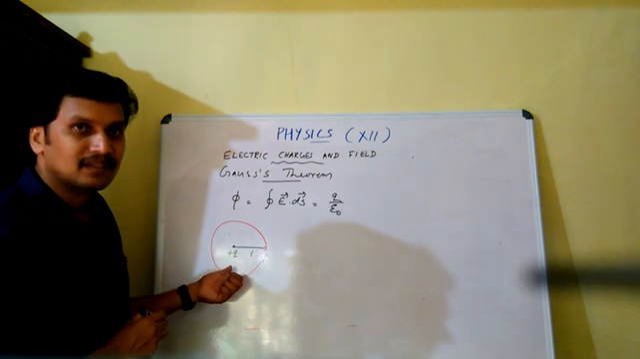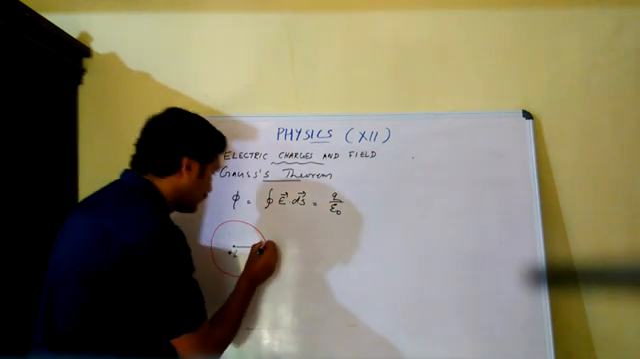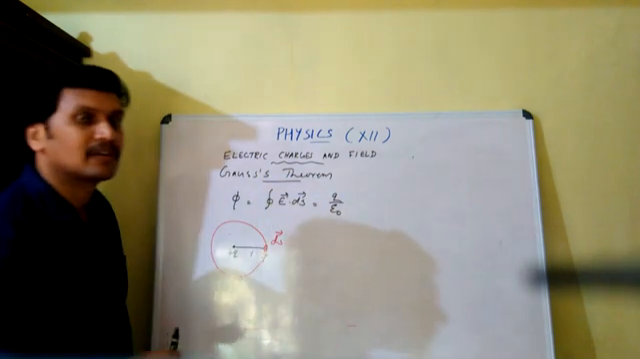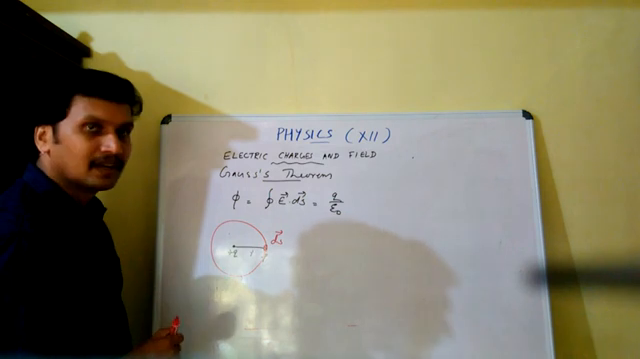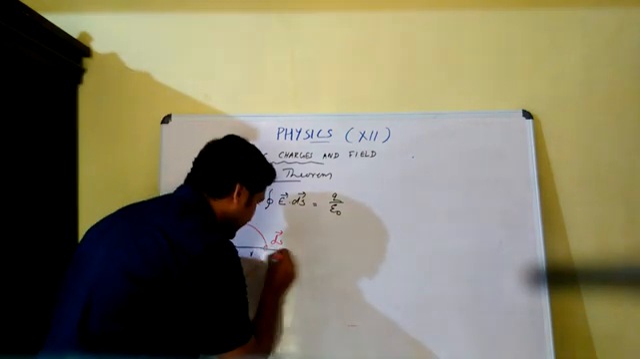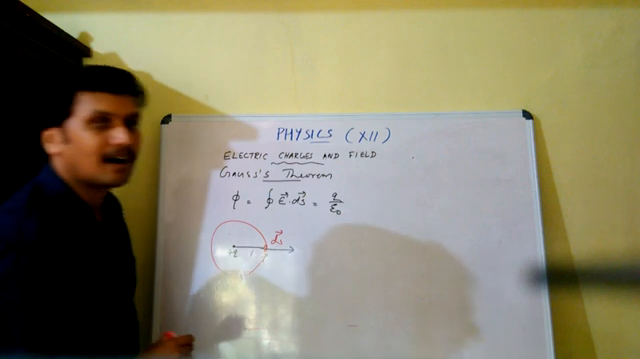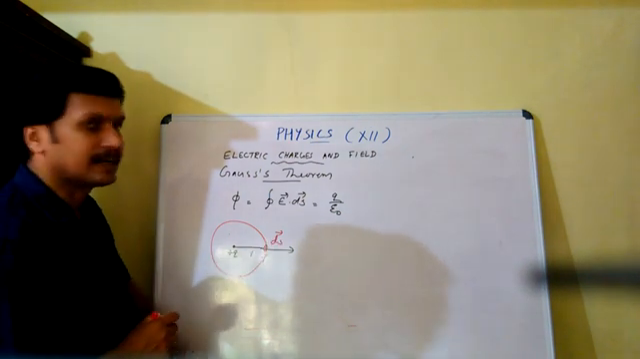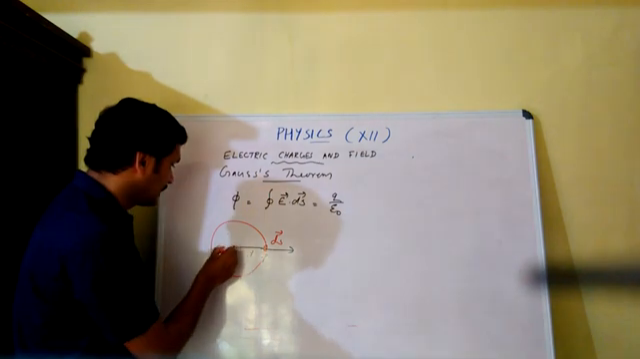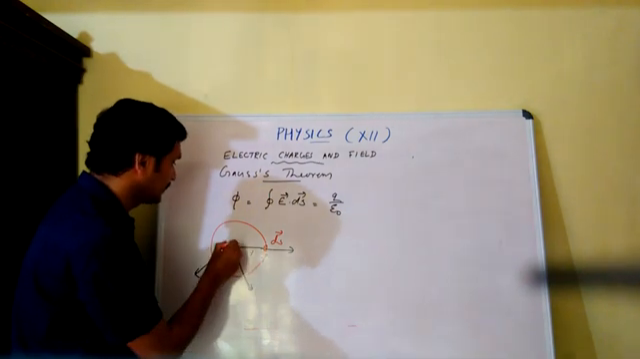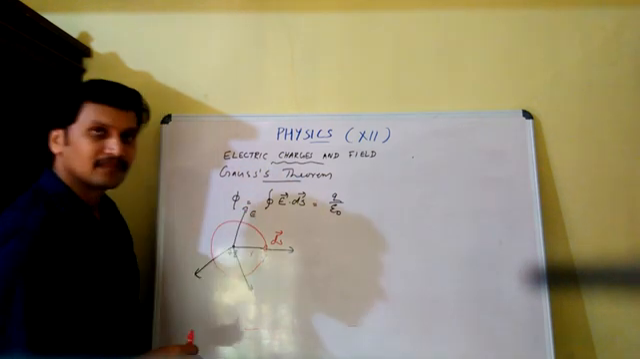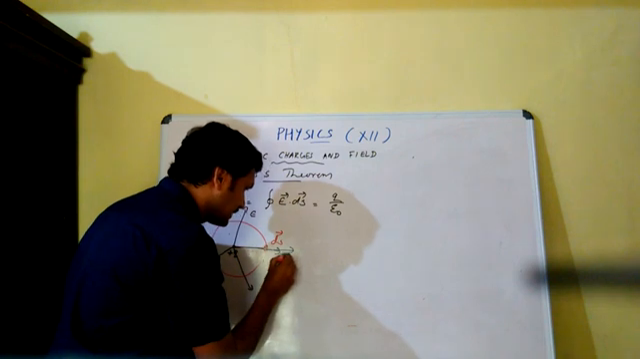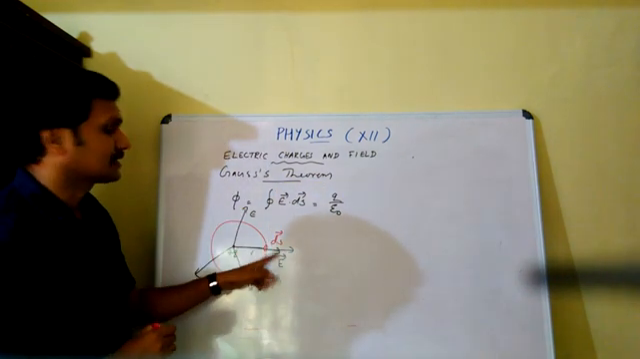So we take a very small area element ds on the sphere, and its direction is radially outward, normal to the surface. This is the direction of the area element. If you draw the electric field lines due to this point charge, these are the electric field lines. That is, the angle between the electric field vector and the area element vector is 0.